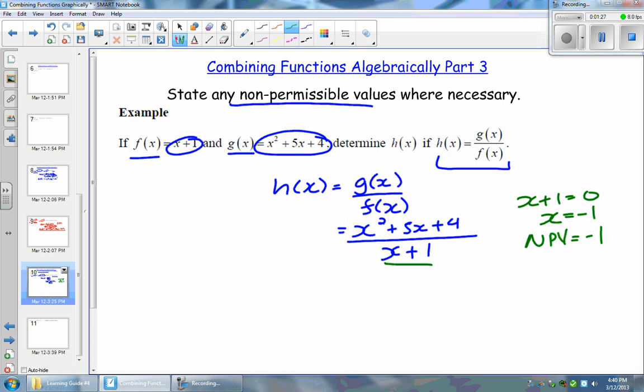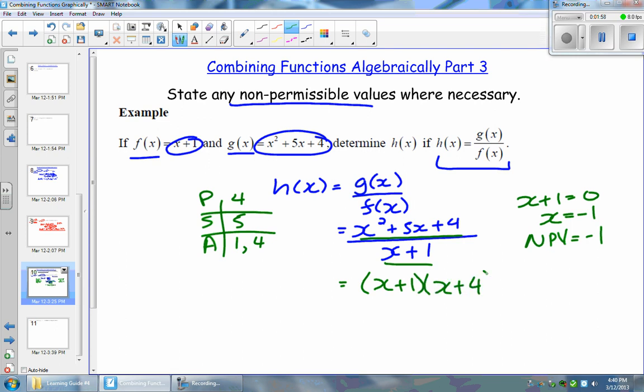We want to see if we can keep simplifying this expression. We have x squared plus 5x plus 4 on the top here. Let's see if we can factor it using PSA. My product is going to be 4, my sum is going to be 5, and it looks like this is factorable. My two numbers are going to be 1 and 4. So if I factor the top, I'm going to get x plus 1 times x plus 4, all over x plus 1.